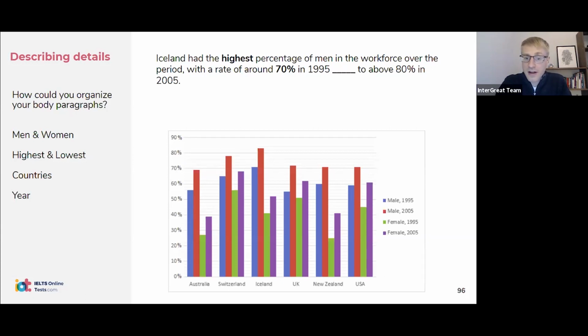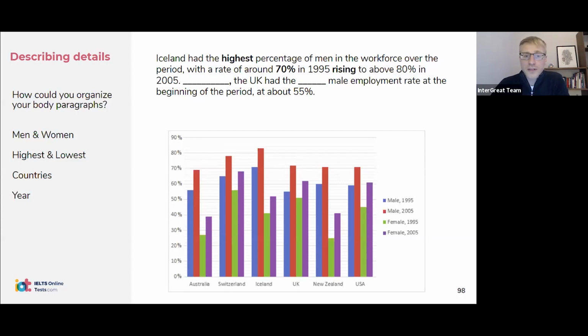Increased. Very good. Think about the verb form here. It's not the main verb. We're adding extra information. Very good. Increasing to. Here I've said rising to. Okay. Extra information, use the ing form to add that extra information. Rising to above 80% in 2005.